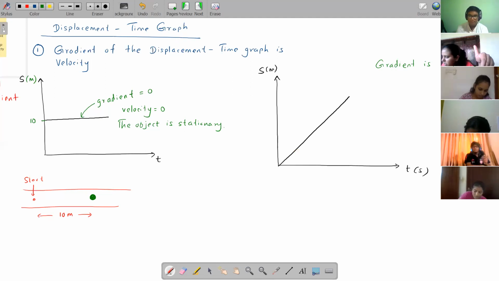Gradient is constant, number one. Therefore, what happens? Gradient is equal to the velocity. Gradient and velocity are the same thing. Therefore, gradient is constant means here you are having constant velocity. Therefore, velocity is constant. So if you are moving at 10 meters per second, then the entire journey you are moving at 10 meters per second.